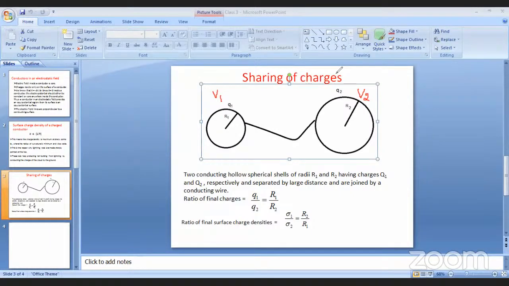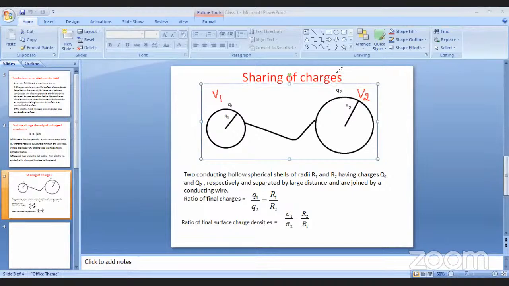So the transfer of charges actually takes place between the two spheres, but for how long will it happen? It will happen till the potentials on both the spheres become equal. Till then you will be having transfer or sharing of charges on both these spheres. So this is what sharing of charges is all about, at least for this case.